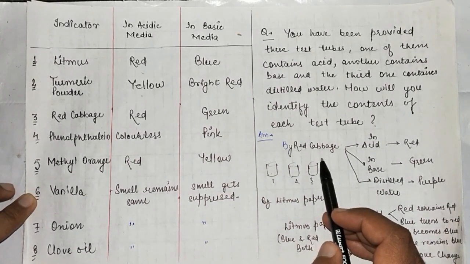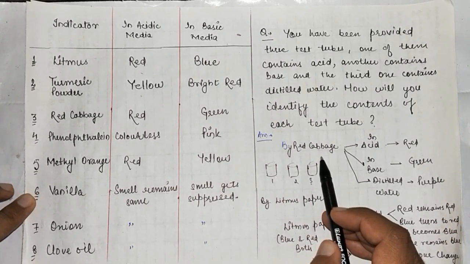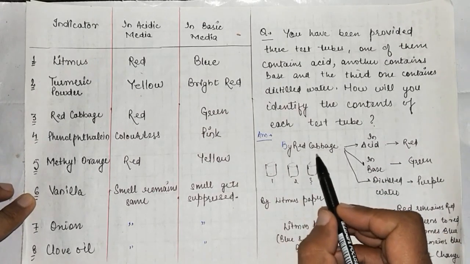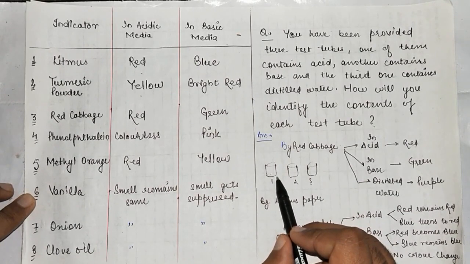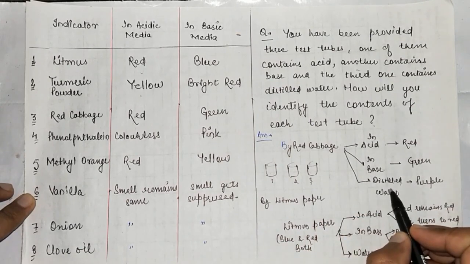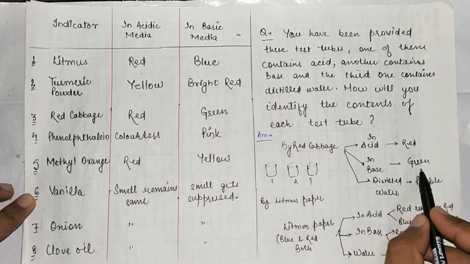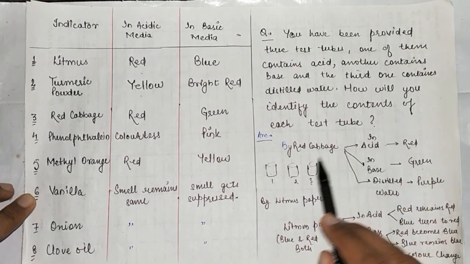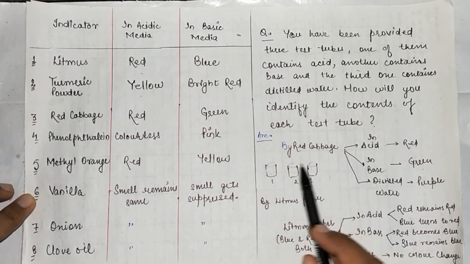I have already told you that red cabbage is not actually red, it is of purple color. When we put the red cabbage juice into all these three test tubes, what happens? In case of distilled water, red cabbage remains of purple color. In case of base, it turns green, and in case of acid, it turns red. And we can easily identify the contents present in these three test tubes.